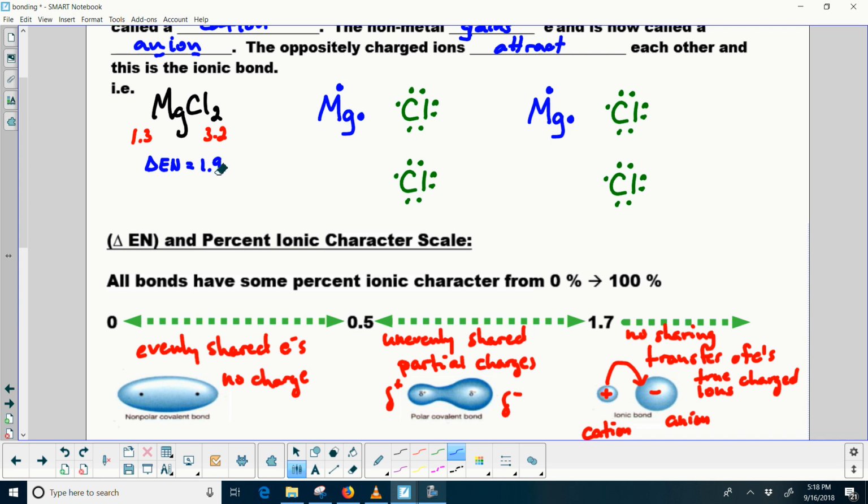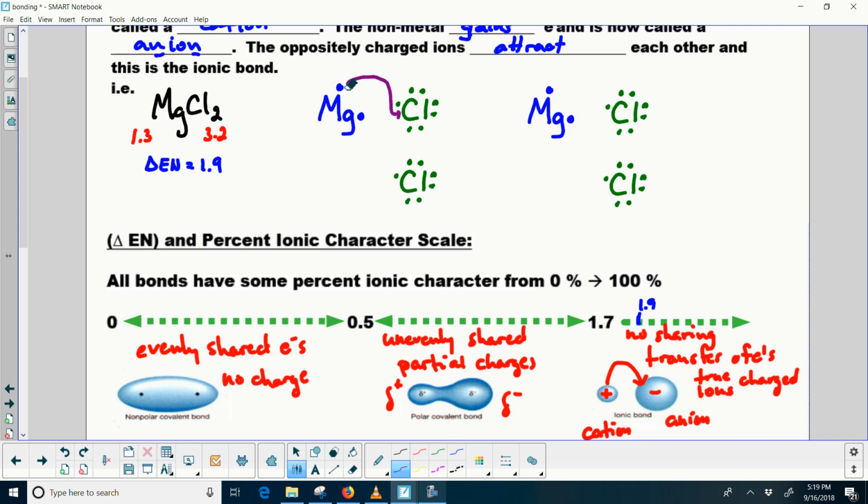And what that means is, according to our chart over here, we're bigger than 1.7. We're somewhere over here. So that means that we're going to be forming an ionic bond, exactly what we expected. So that means that there's going to be a transfer of bonding electrons from the magnesium to the chlorine, from the element with the smaller electronegativity to the element with the larger electronegativity over here. So these bonding electrons will be transferred over.